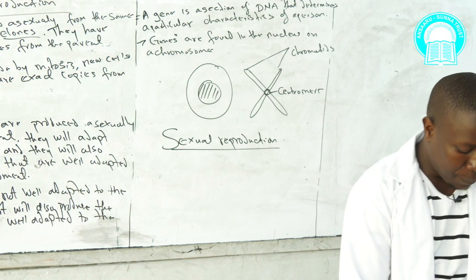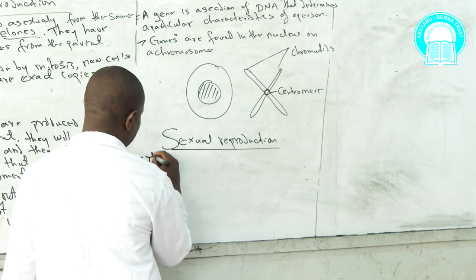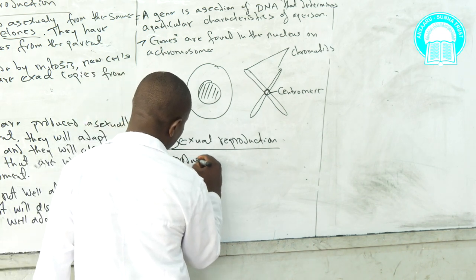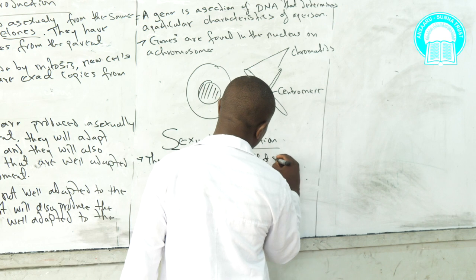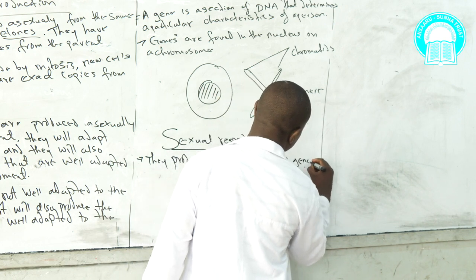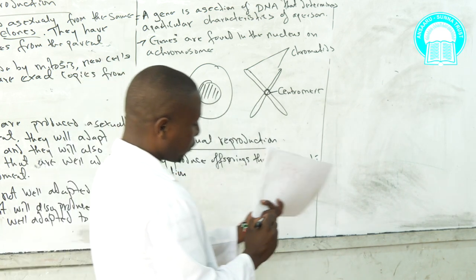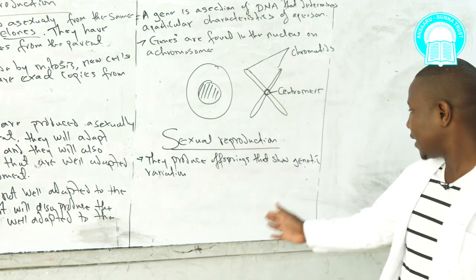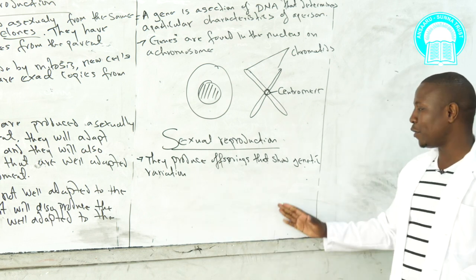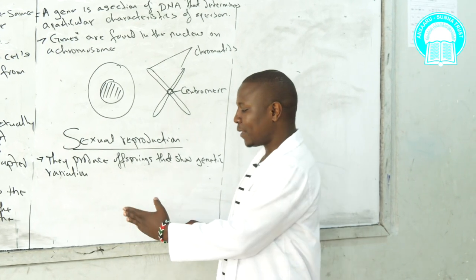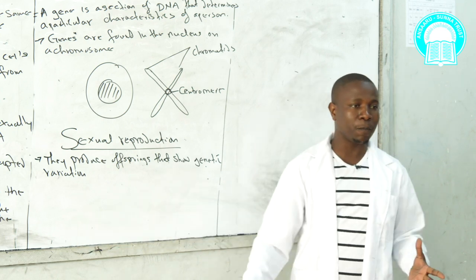So they produce offspring that show genetic variation. When you talk about genetic variation, in a family of six, you are six in your family, three are light skin, three are dark skin, three are tall, three are short. That's variation. There is what?